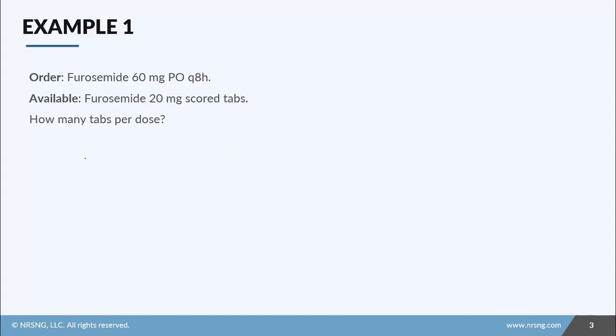Let's start with the dosage formula. Dosage formula says what we want, so that would be 60, over what we have, 20, times what it's in, 1 tab. And that gives us 60 divided by 20, 3 tabs. Now I want to show you this in dimensional analysis as well, because remember, dimensional analysis can be used for even the most simple problems.